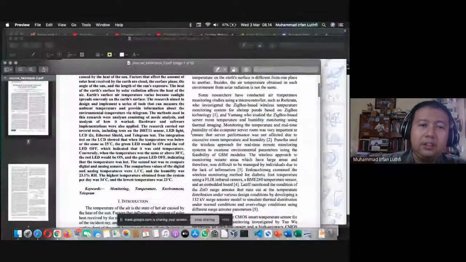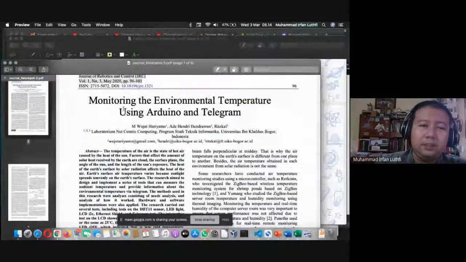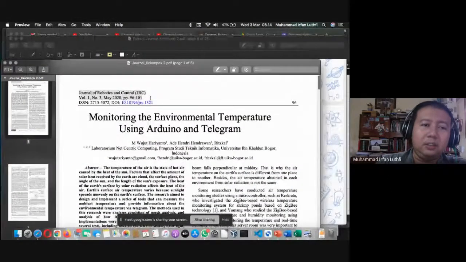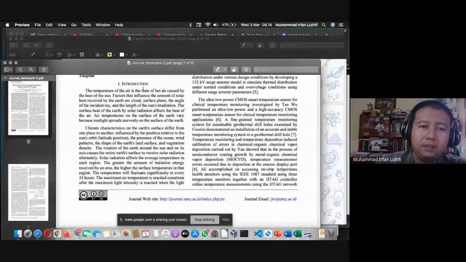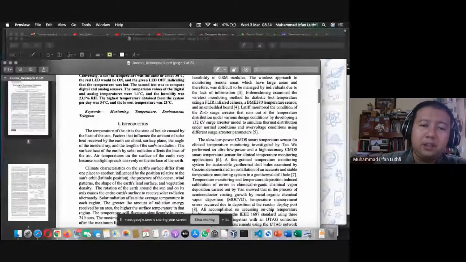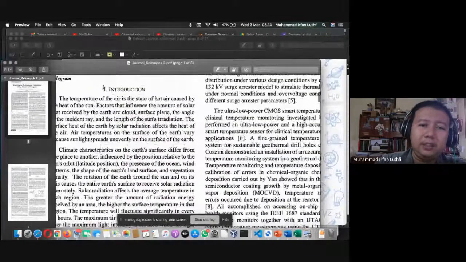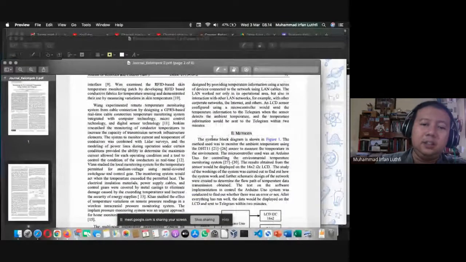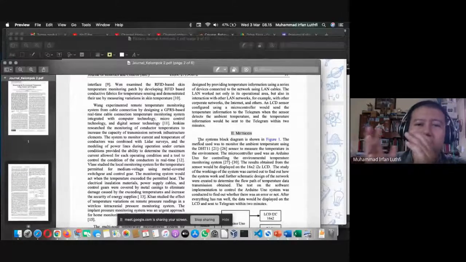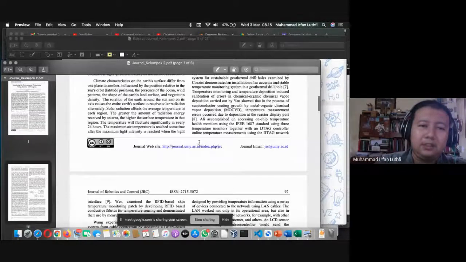There is no difference. But in the local journal, you can see here the Journal of Robotics and Control published by Universitas Muhammadiyah Yogyakarta, they remove some parts. For example, after the introduction, they just jump to the methods. There is no literature review. They combine the introduction and the literature review into one part in the introduction.